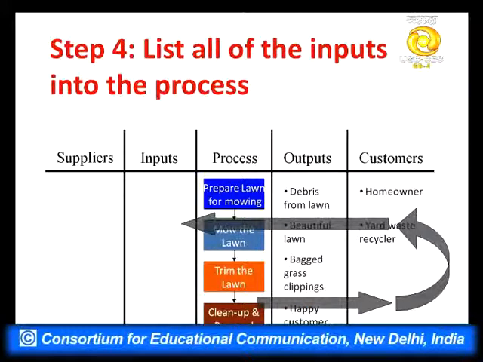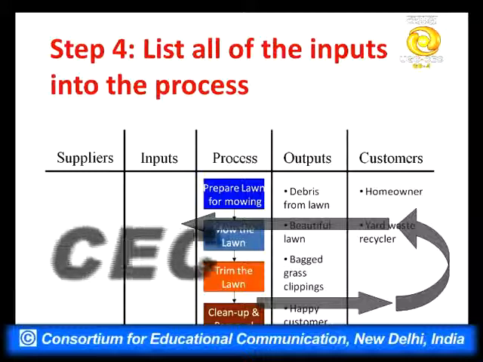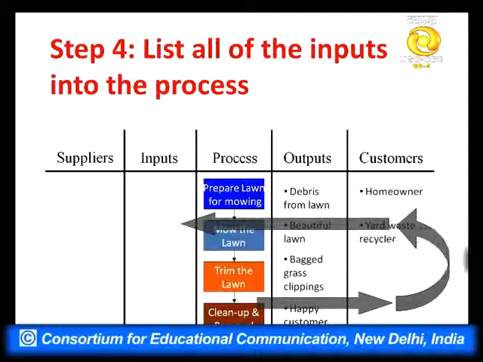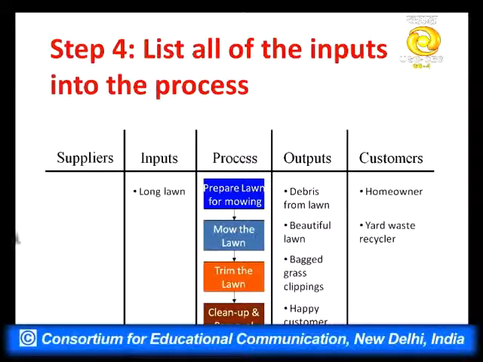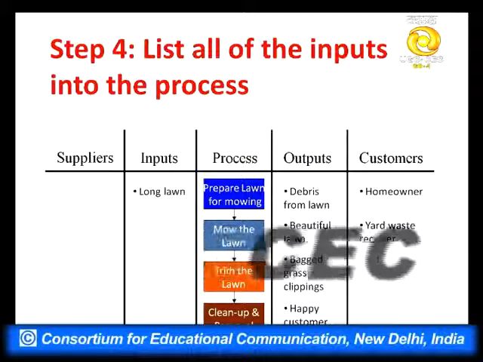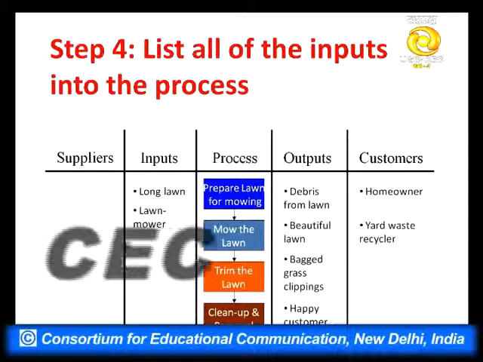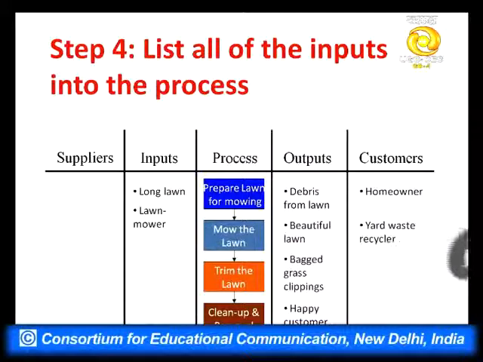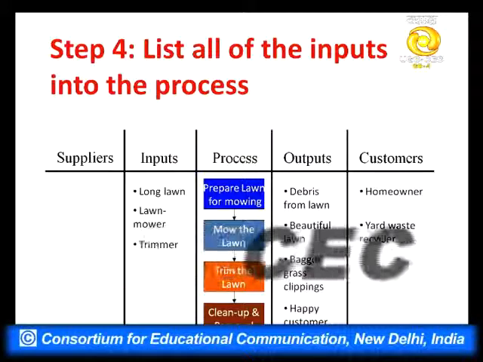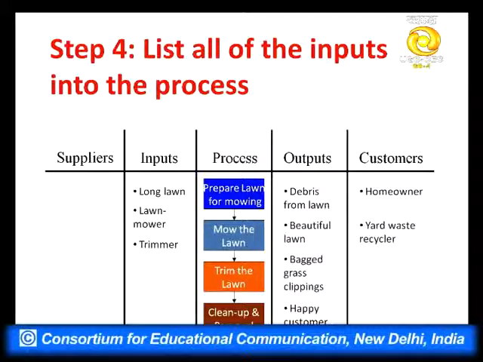And now, what sort of inputs are there? We are going to complete the SIPOC diagram. As far as inputs are concerned, we have a long lawn, a lawn with grass which is long, and this is our input to the process. Then we are also going to use the lawn mower, the machine which is going to cut the grass, and that is an input to the process of lawn mowing. And the trimmer for trimming the lawn is also used, and that is also an input.